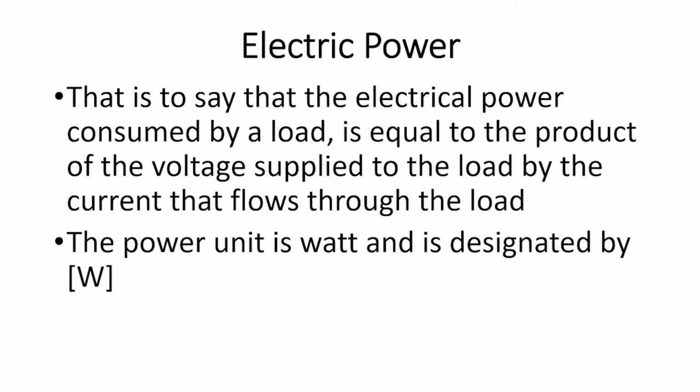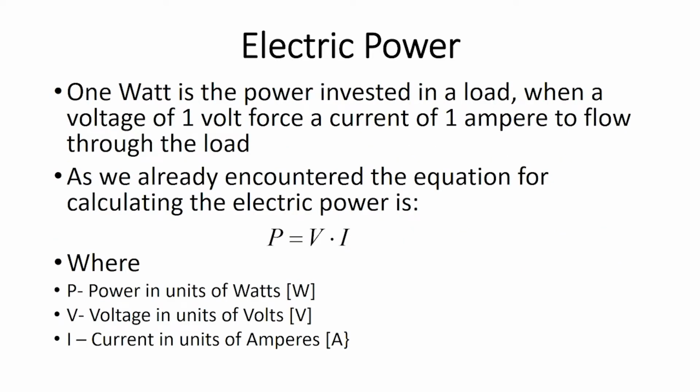That is to say that the electrical power consumed by a load is equal to the product of the voltage supplied to the load by the current that flows through the load. The power unit is watt and is designated by the letter W. 1 watt is the power invested in a load when a voltage of 1 volt forces a current of 1 ampere to flow through the load.